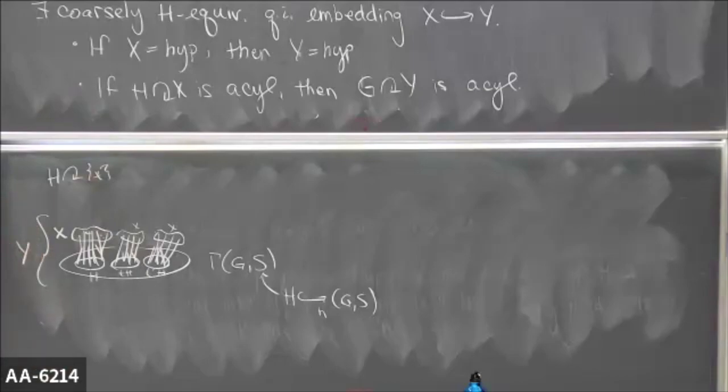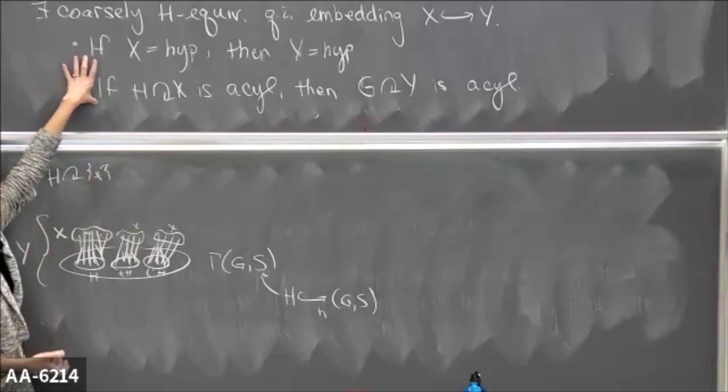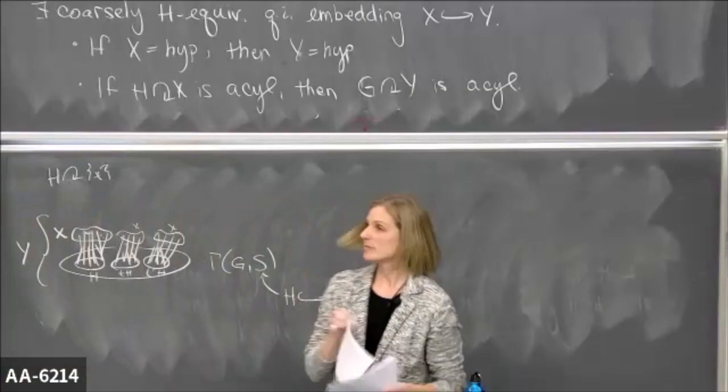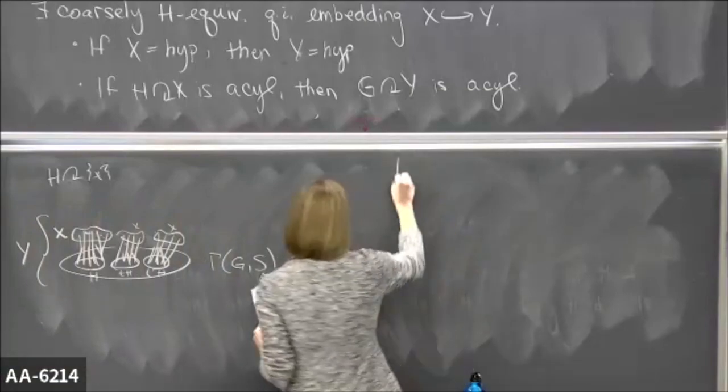And then, I mean, the two bullet points here are the hardest things to show. There are a lot of technical details going into the fact that when you do this type of construction, when you shove these spaces X into this Cayley graph, you don't break hyperbolicity and you don't break acylindricity. And maybe just one application of this.